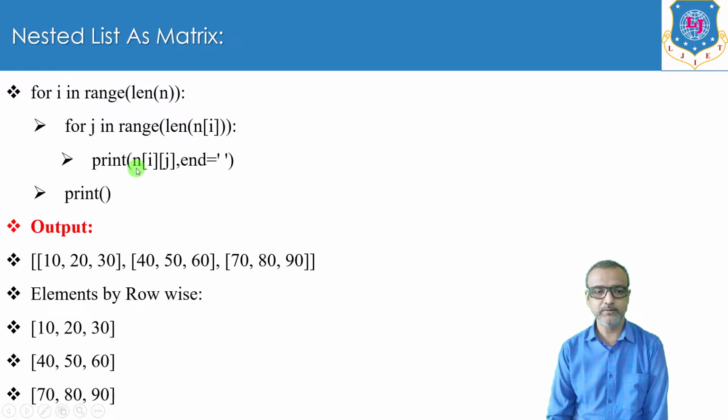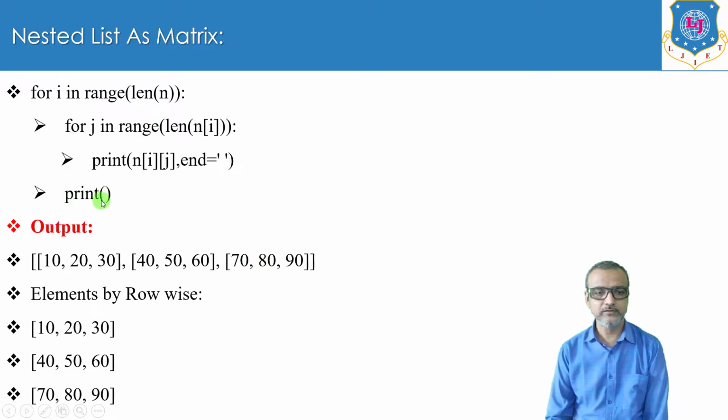So it will print n of 1, 0, so it will print 40. Then after n of 1, 1, it will print 50. Then after n of 1, 2, it will print 60. Similarly, this process will be repeated for the value of i equals 2. So finally, these elements will be printed.